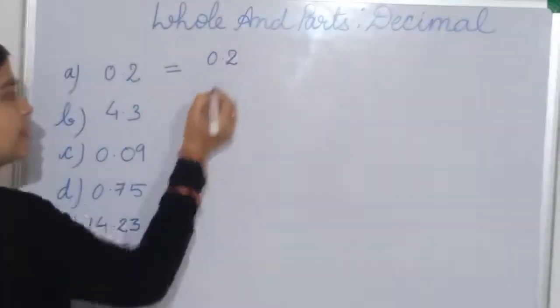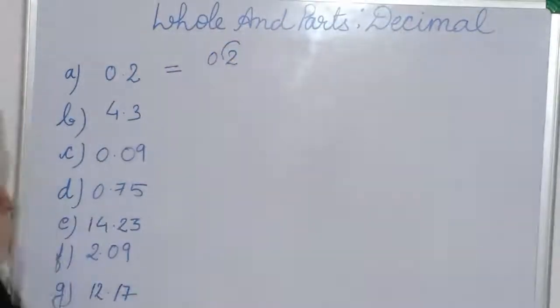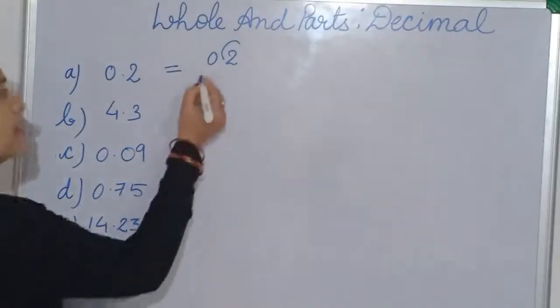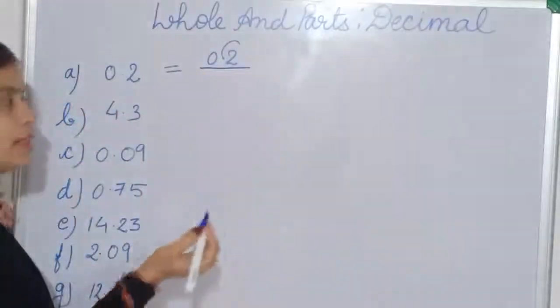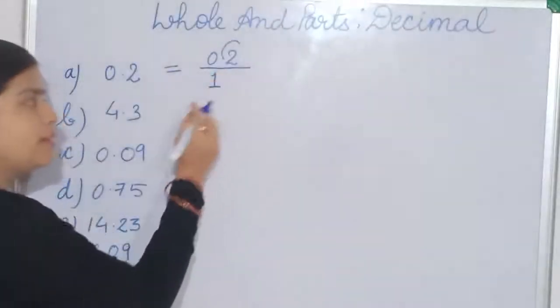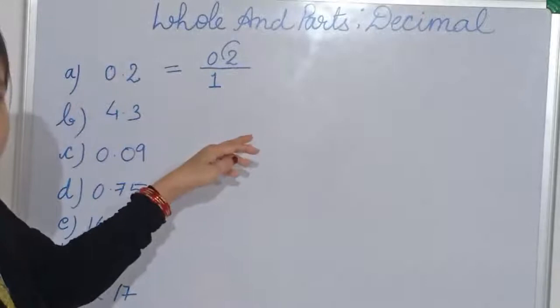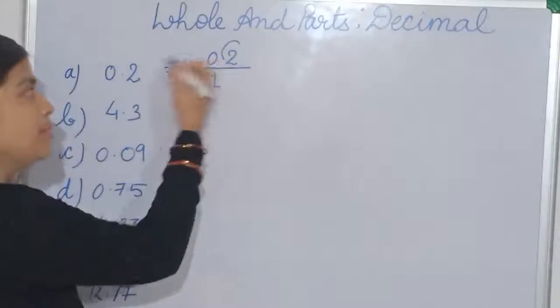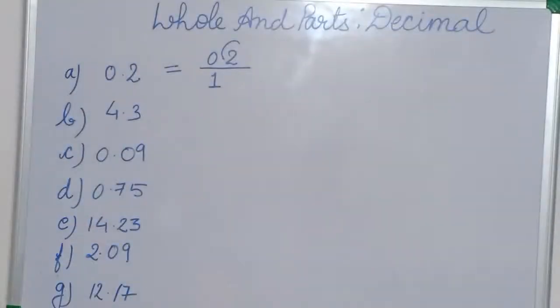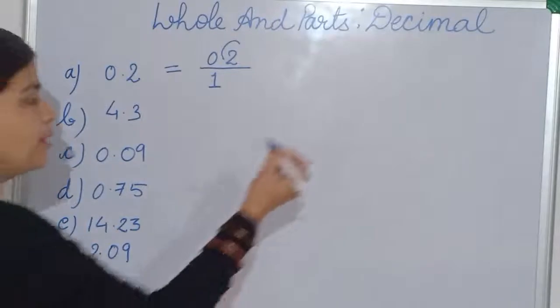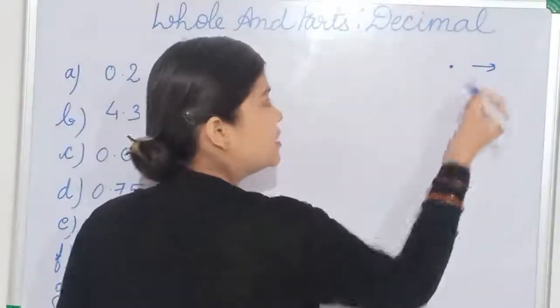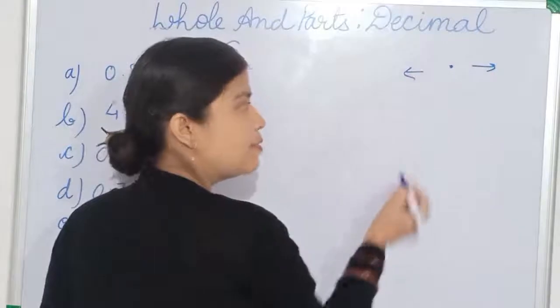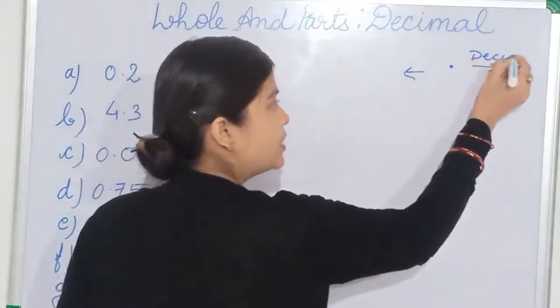We will write the decimal without the decimal point. Okay, I will remove this decimal point. And then in the denominator, I will write 1 with the number of zeros on the right hand side of this 1. After how many places is there a decimal? Means how many decimal places are there? After the decimal point, this is known as the decimal part and this is known as the whole part. So this is only the decimal part, okay?